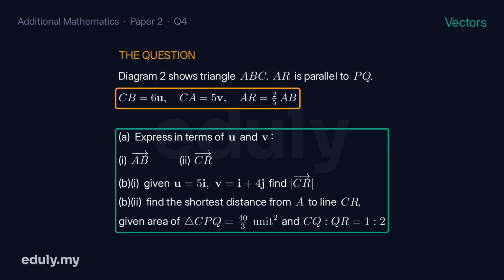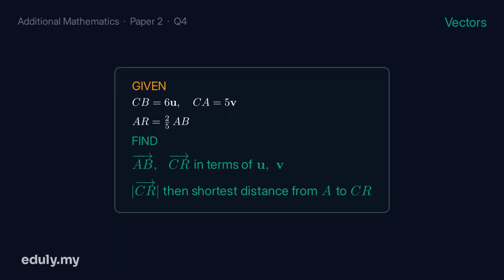And the goal: write AB and CR using u and v. Find the length of CR, then the shortest distance from A to the line CR. So, to summarize what we have and what we're after: two sides as vectors plus the ratio for AR. From those we build the vectors, their length, and the distance.